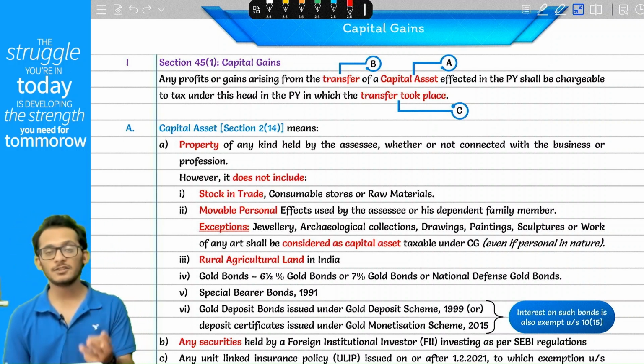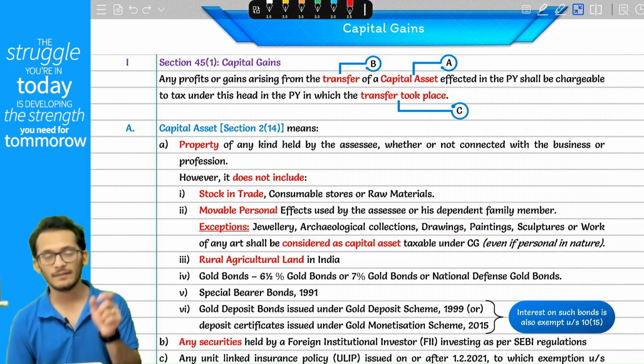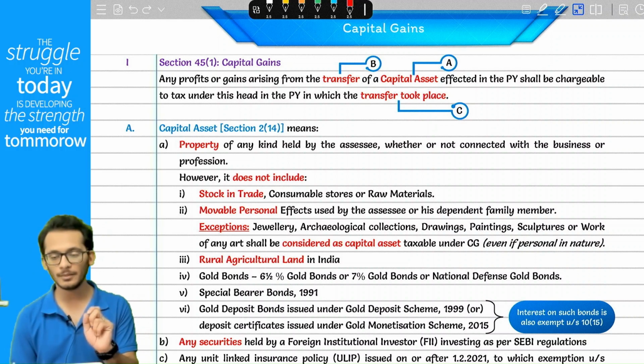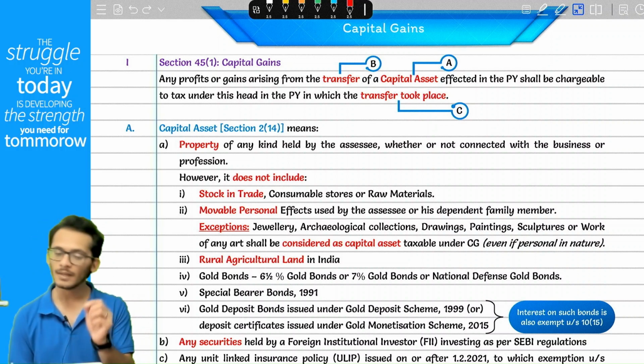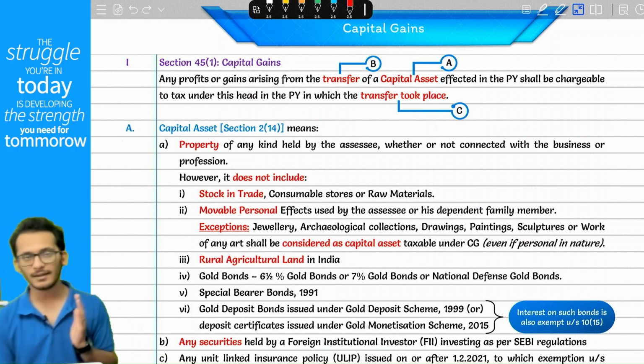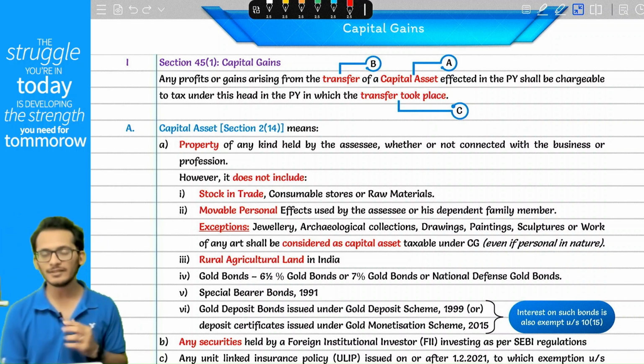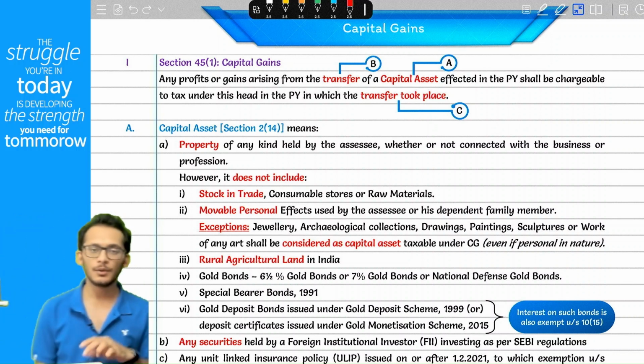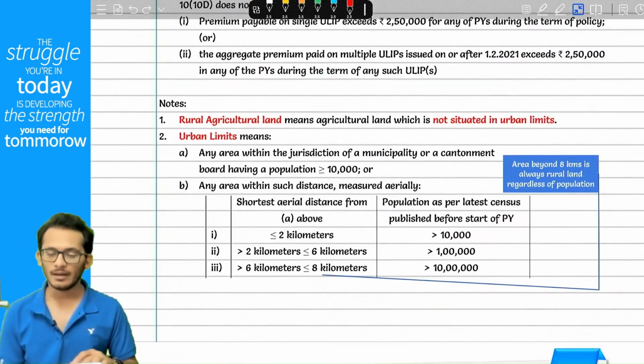Then the third item which I am not taxing is rural agriculture land. Why am I not taxing rural agriculture land, Rahul? Because it is agriculture income, and exempt from taxes. How do you decide something is rural agriculture land, Rahul? You check whether it is not an urban agriculture land.